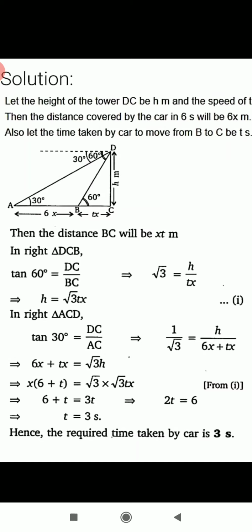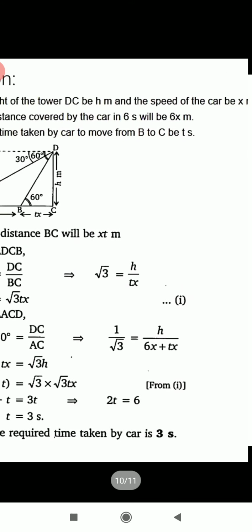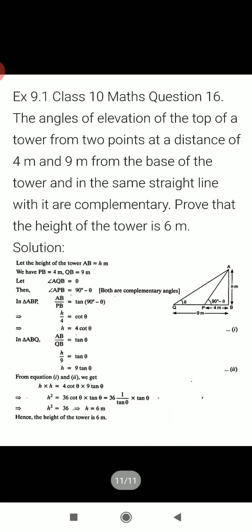Okay. Now in the right triangle you can make two equations. For tan 60 degree, DC upon BC, h equals root 3 into tx, and in the other right triangle, tan 30, you can use 1 by root 3 equals h upon (6x plus tx). So using these two equations you can solve for t, and that is 3 seconds. Hence the required time taken by the car is 3 seconds. Student, you have to try to solve this type of equations in the practice copy. Okay, now we can go to the next question.